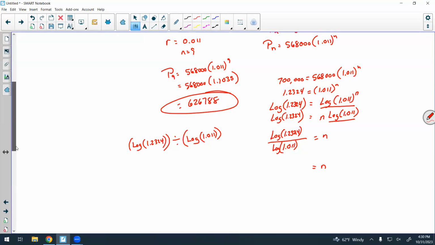Log of 1.2324, close, close. Divided by open log 1.011, close, close, enter, and I get 19.1. I think that was years, wasn't it? Any questions on that? Everybody okay? Ready for the page change?